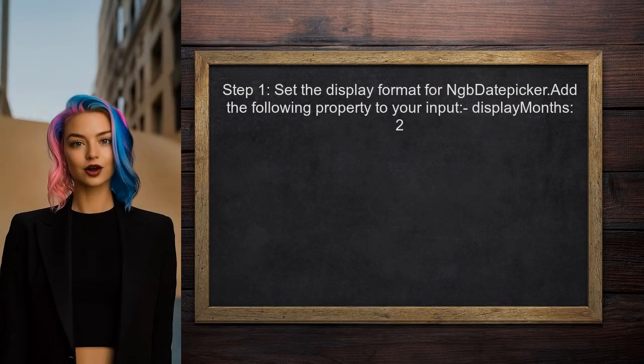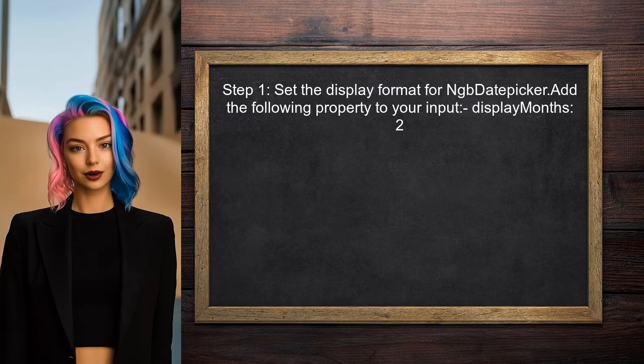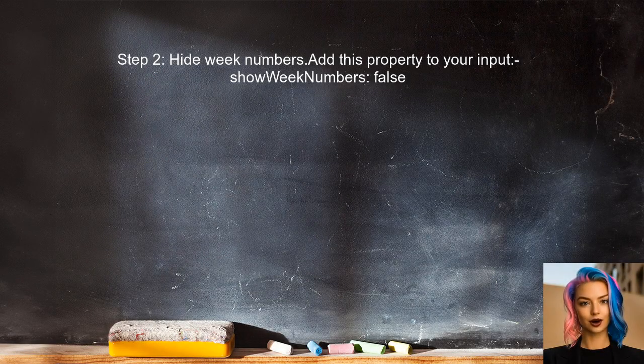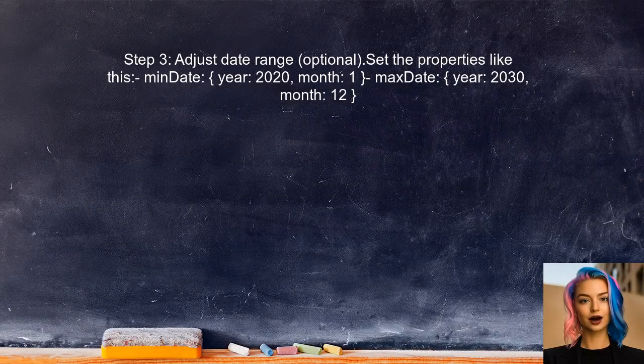To configure the NgbDatepicker to show only months and years, the user should first set the display format. This can be done by using the display months property. Next, the user should set the show week numbers property to false. This will hide the week numbers from the date picker. Now the user needs to adjust the min date and max date properties if they want to limit the selection range. This is optional, but can be useful.